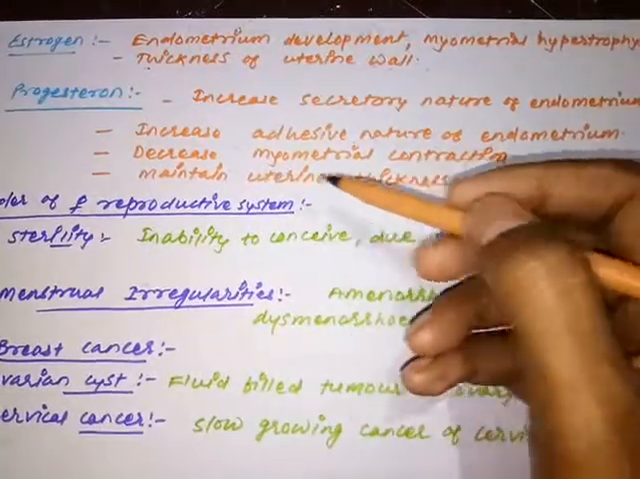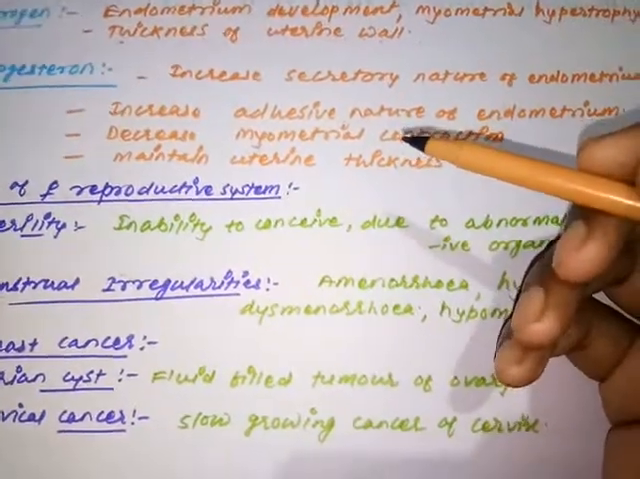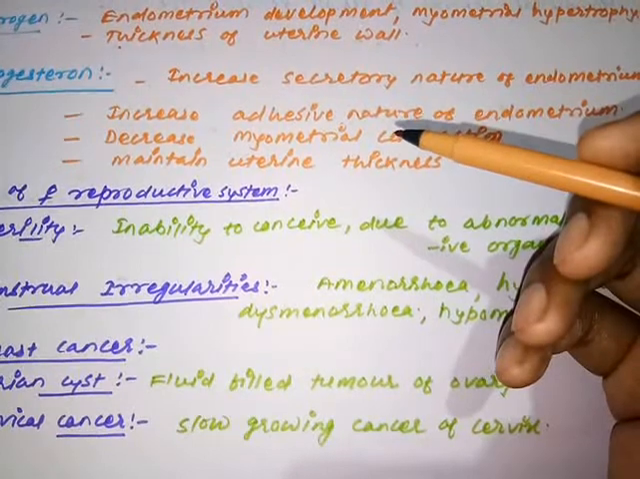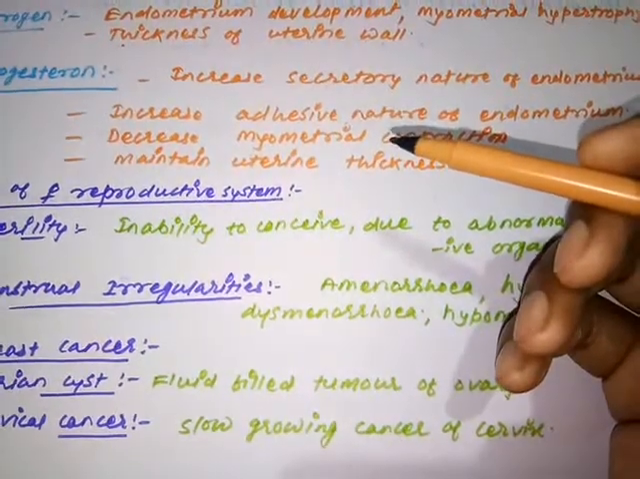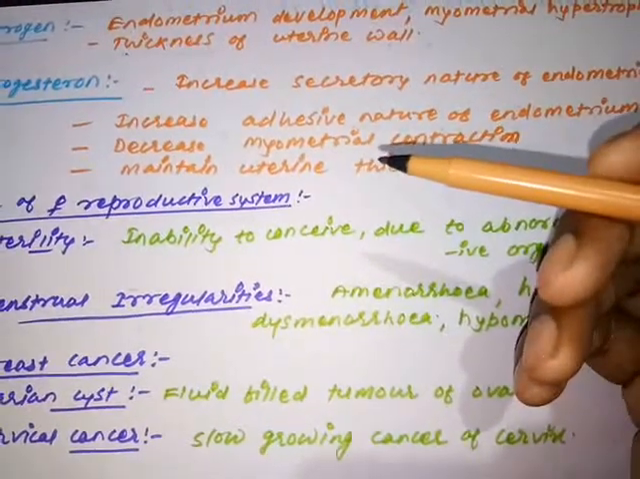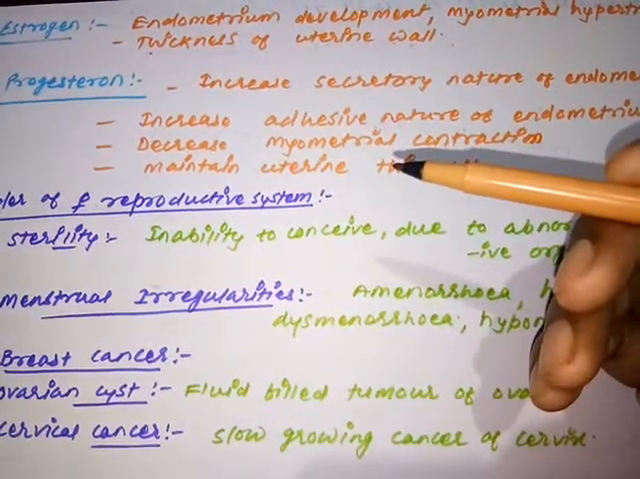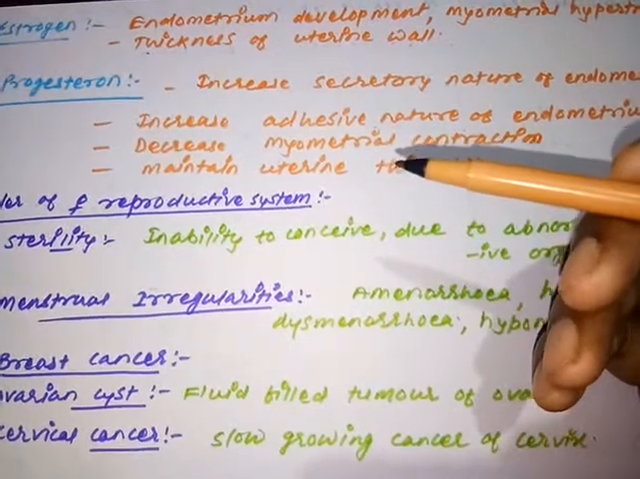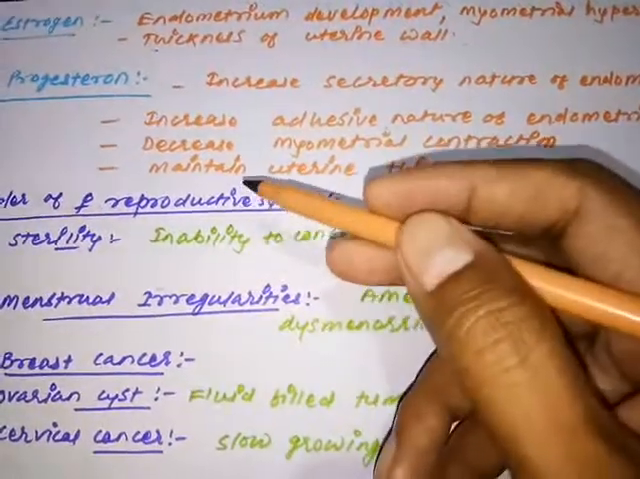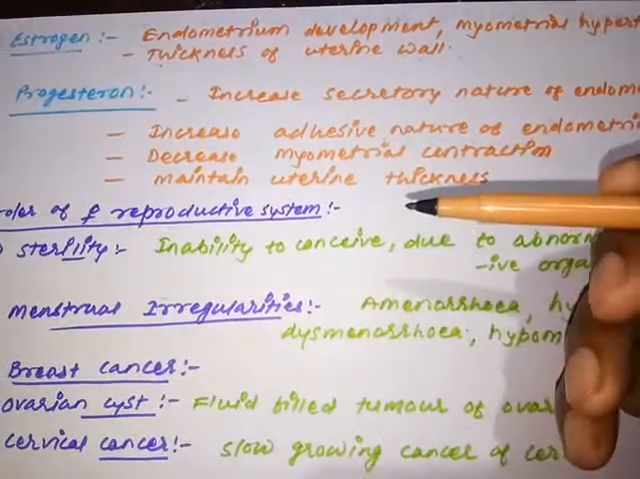It also decreases the myometrial contraction. If the myometrial contraction is continuously increasing, that will create a negative impact on the process of implantation. So under a high level of progesterone, there will be reduced contraction of the myometrial lining, so that the implantation and attachment of the embryo into the endometrial lining is proper. Finally, it maintains the uterine thickness throughout the pregnancy period. That is why it is called the pregnancy hormone.